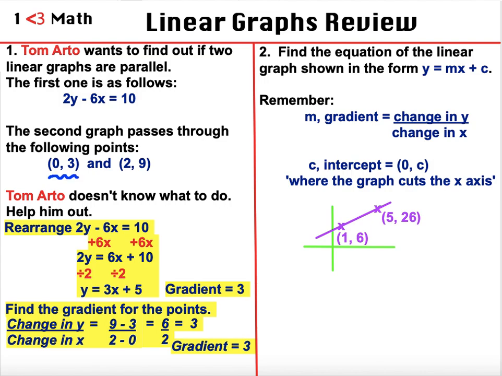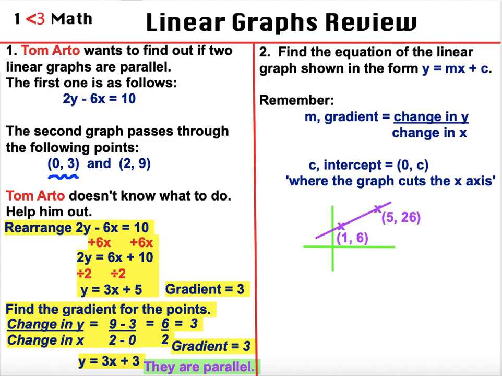Now, just to look at the (0, 3) coordinate, that is the intercept. So actually the second graph has the equation y equals 3x plus 3 because it passes through (0, 3). It's got a gradient of 3 in front of the x, and the plus 3 indicates that it passes the y-axis at (0, 3). So that's the equation of the second graph. You can see that y equals 3x plus 5 and y equals 3x plus 3 are going to be parallel because they've got the same gradient. So Tom Arto didn't know, you do.